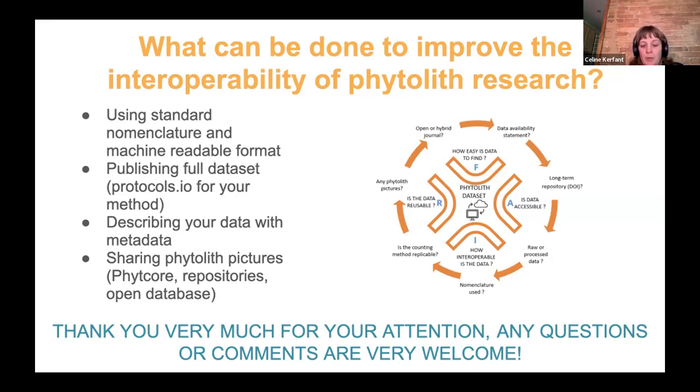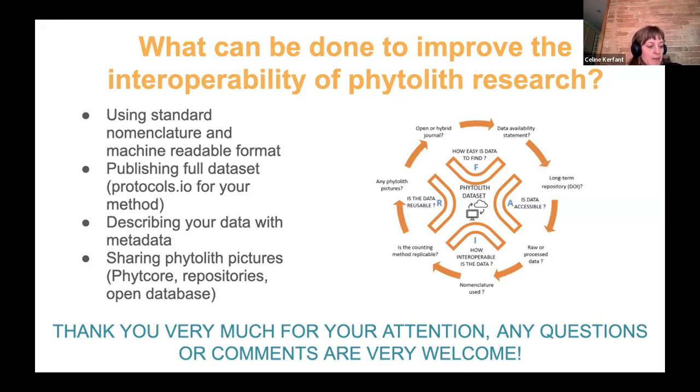So it is important to increase the use of metadata, obviously, because well-described metadata are processable by computers without human intervention. And the systematic publication of phytolith pictures will help us to ensure we are speaking about the same phytolith and will improve our confidence in co-working, of course.